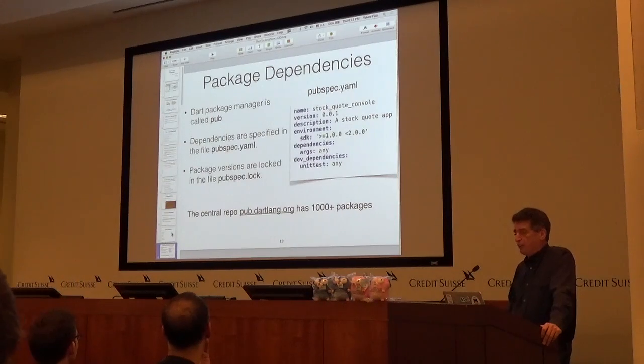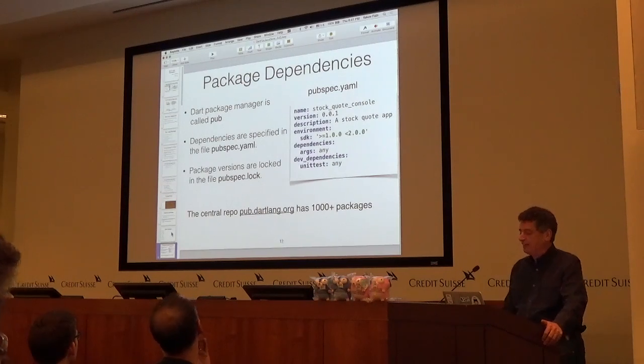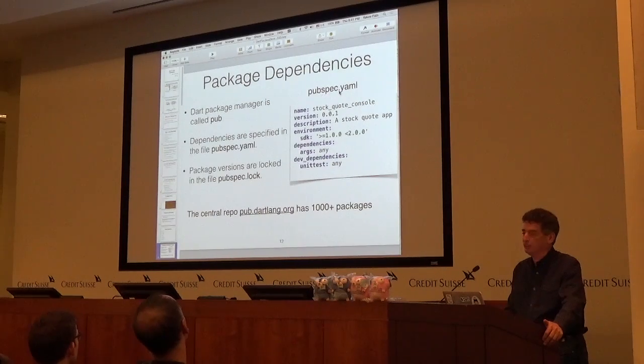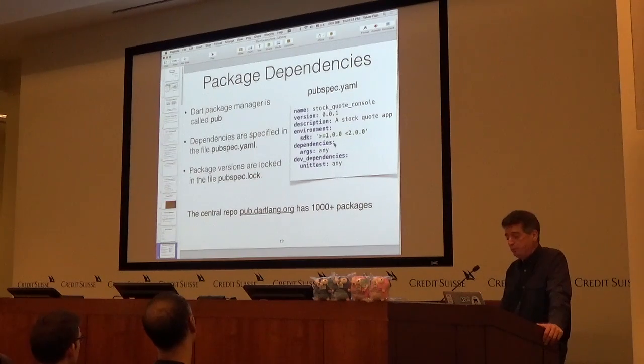But you can define package dependencies. When you create any project in Dart, it has to have a little file called pubspec.yaml. And in there, you specify dependencies for the build process, what your project needs. In this case, it's called a name, a version, a description, whatever you want, and which SDK it needs. It's greater than 1 and less than 2. By the way, the current version of Dart is 1.9.3, the latest one. And dependencies: you can have dependencies for runtime, and you can have development dependencies as well. Args, in this case, args.